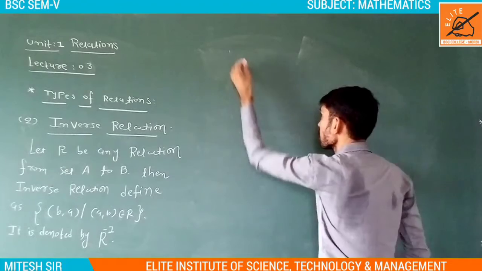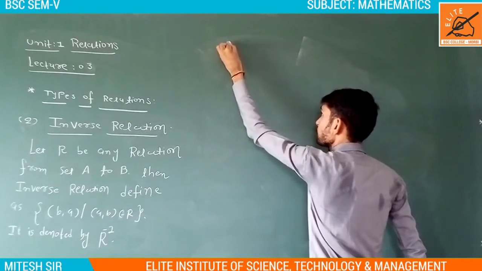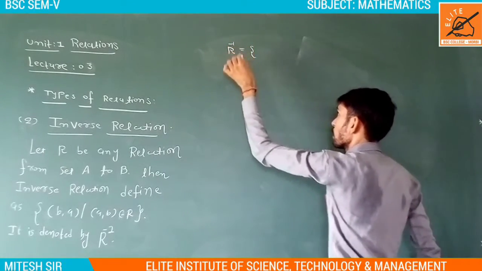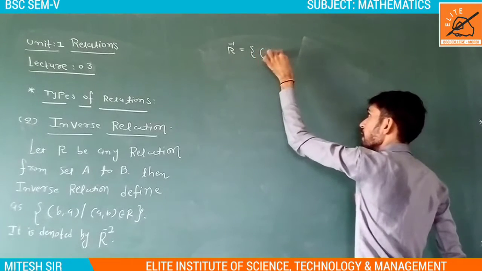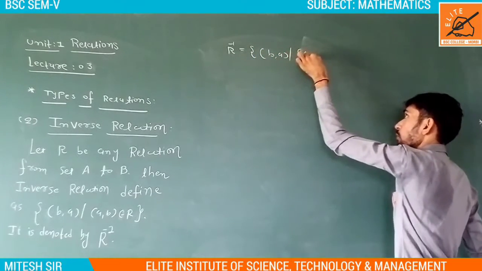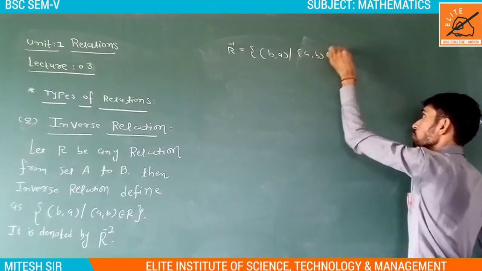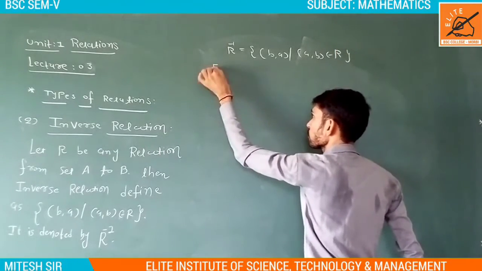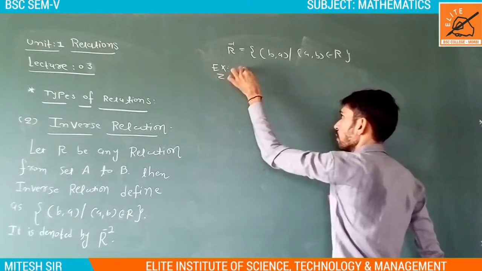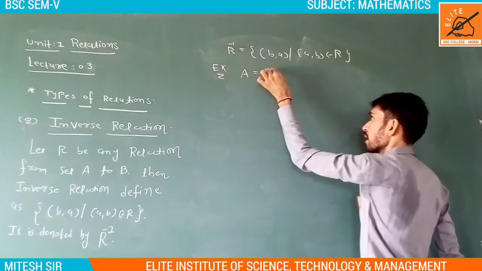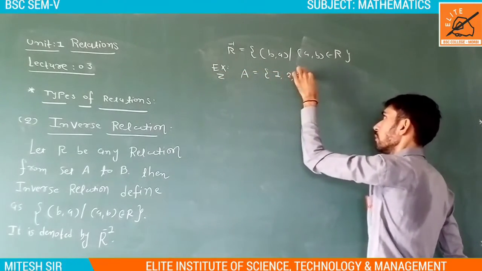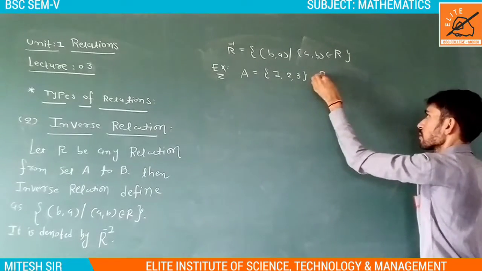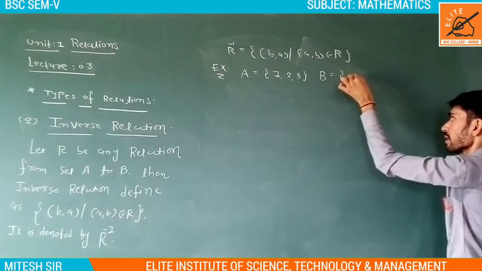So inverse relation is defined as R inverse is equal to the ordered pairs (B, A) where the ordered pair (A, B) belongs to relation R. Now we discuss some examples. For example, set A is equal to {1, 2, 3} and set B is equal to {3, 5}.